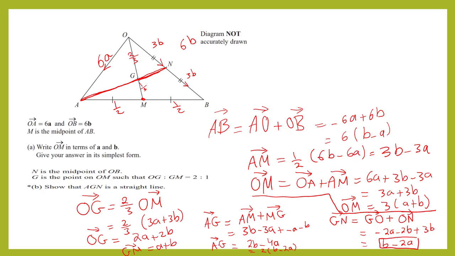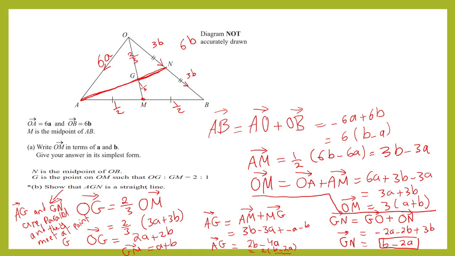If you notice one thing, what's the relation between AG and GN? Here, they have the same base, which is B minus 2A. But AG is double GN. So now we've proved that they are parallel. So to prove that it's a straight line, what you will write is: AG and GN are parallel vectors, they are parallel and they meet at point G. So at the end you're going to write, hence AGN is a straight line.